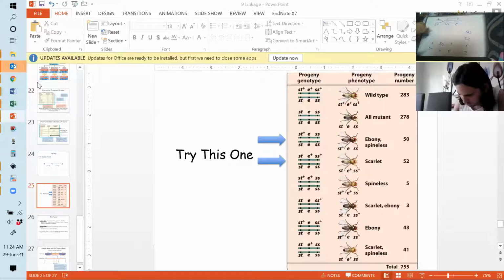That is going to give you this red bit and this blue bit, like so. And because crossover is always reciprocal, you're going to have the opposite. You're going to have ST and normal versions of the other two.